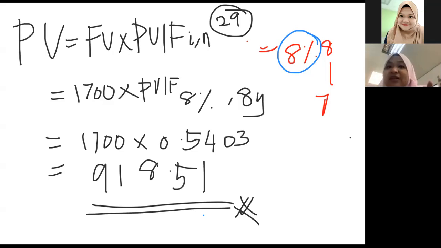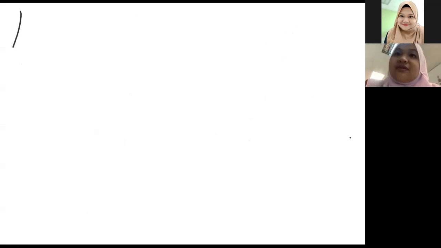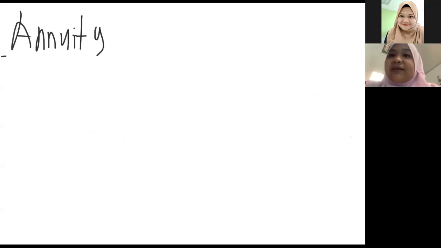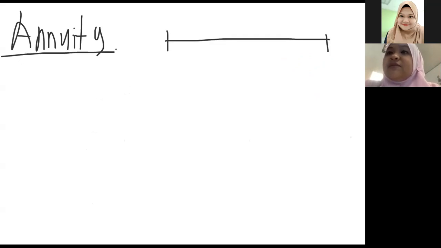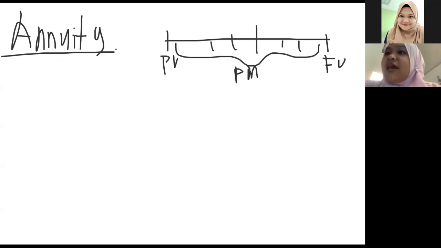Okay? So this is present value and also future value. Now let us move to annuity. So what is annuity? So as I told you before, annuity is a series of payment. So in the middle between present value and future value, there is a series of payment. So this series of payment, we call it as annuity.